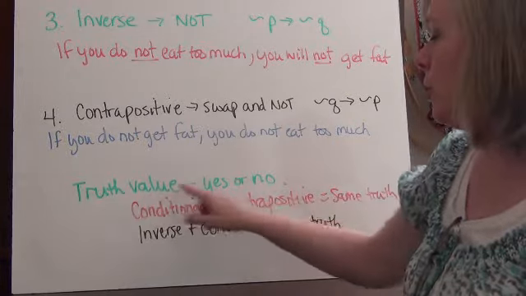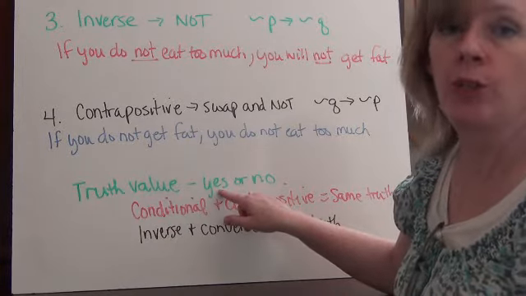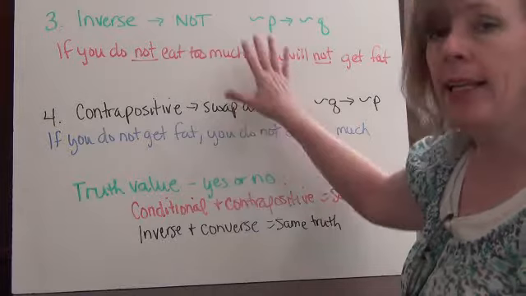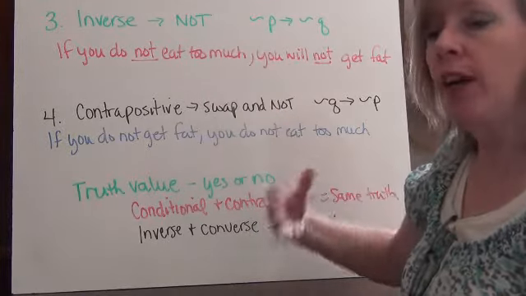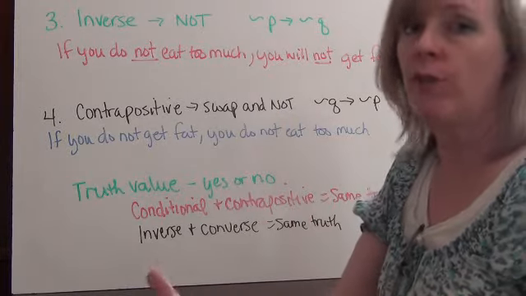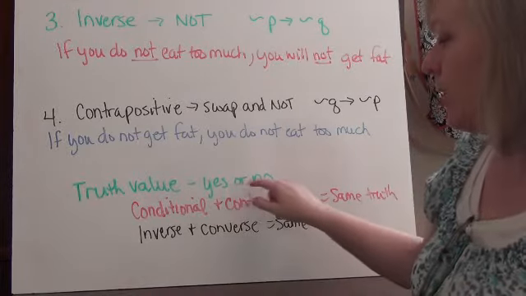The truth value of the conditional is when we decide whether yes or no, is it true or not. When we're creating these, we don't worry about whether it's true. We only evaluate if someone says, what is the truth value of this? Then you would decide yes or no.